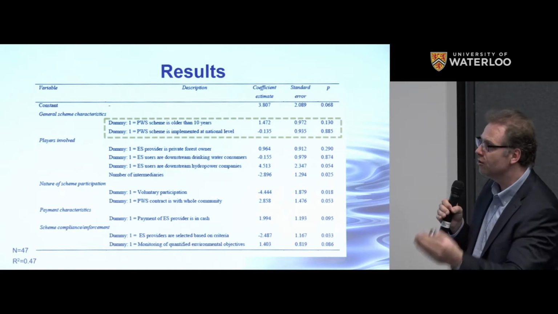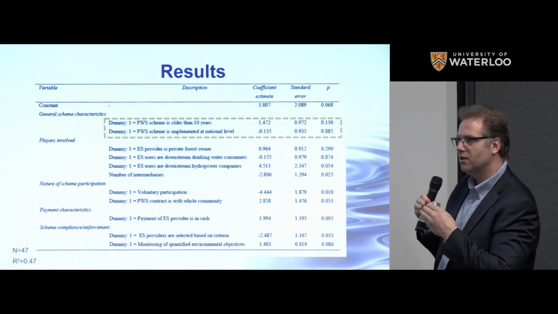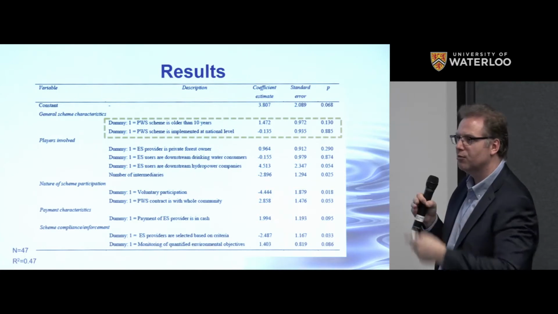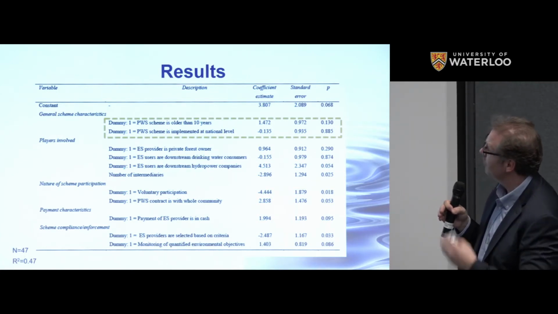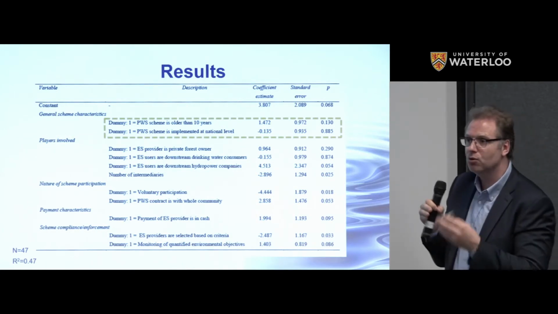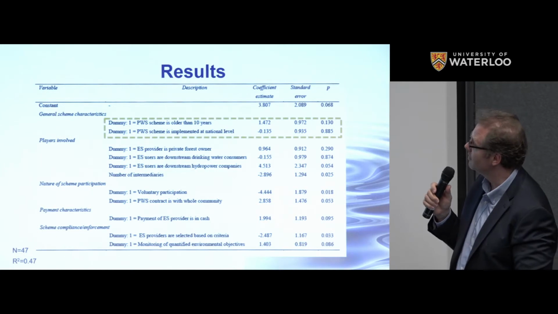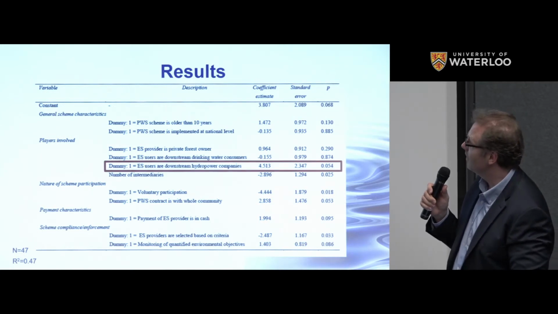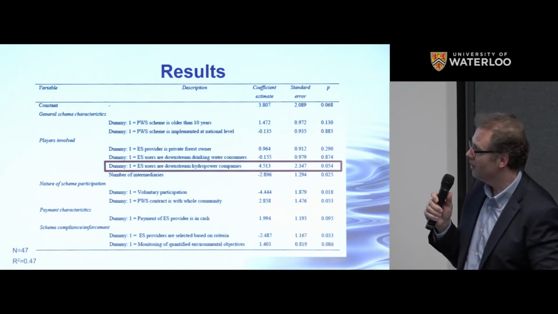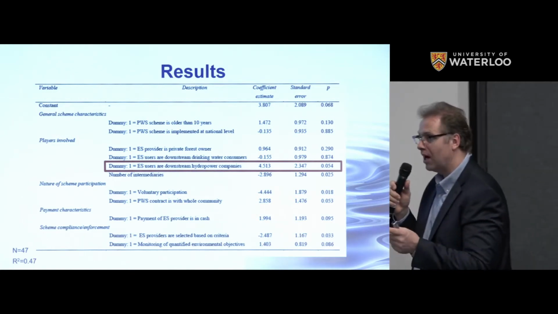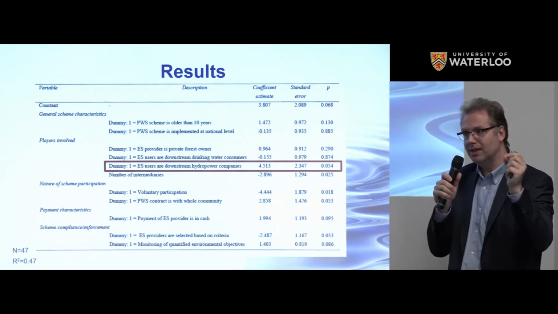So how mature a scheme was didn't actually affect the conservation, the level of protection of the watershed. And implementing these schemes at national level also didn't have any significant effect on the effectiveness of the schemes. What we did find was that one of the best functioning schemes was where hydropower companies were compensating upstream landowners directly.